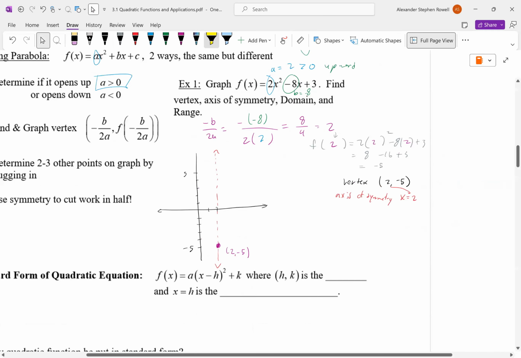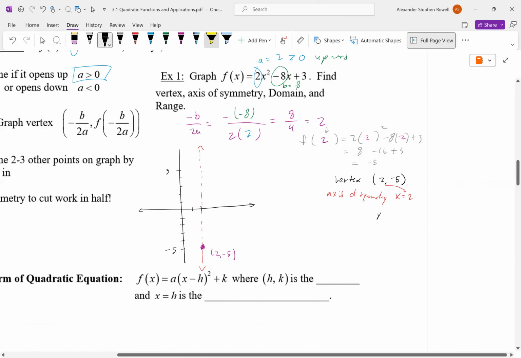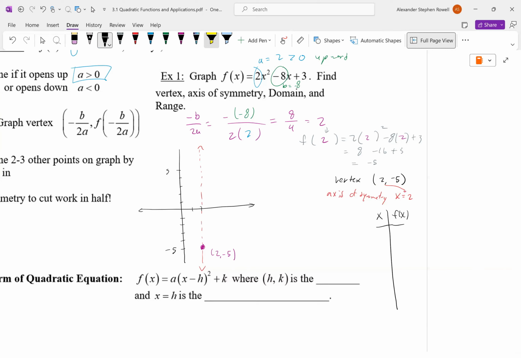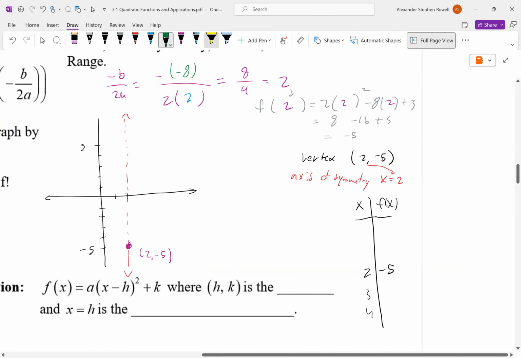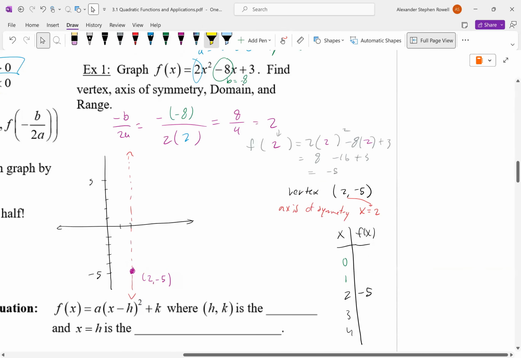Do you want to draw the right half or the left half? Sure. So if I do the right half, I would plug in what values for x? We've already plugged in 2 and got negative 5. 3 and 4? Okay. Why might it be nicer to plug in values like the left half, 1 and 0? Smaller numbers into the function. So if we plug in something like 0, 2 times 0 squared is 0, minus 8 times 0 is 0, plus 3, I just get 3. So 0, 3 is here on the y-axis.